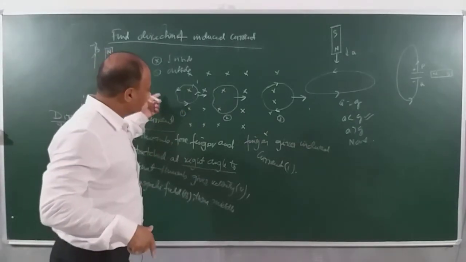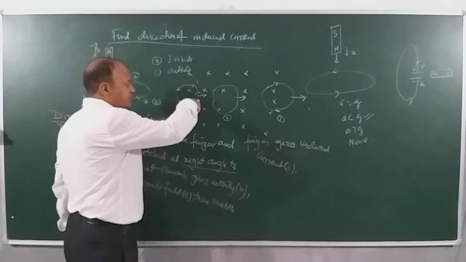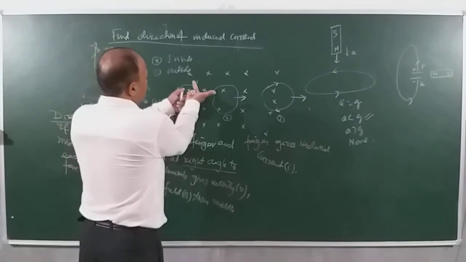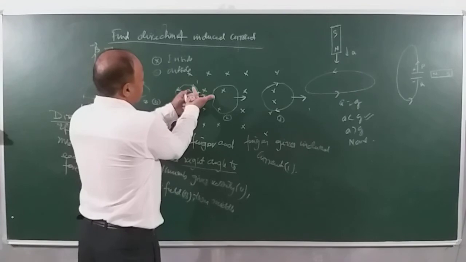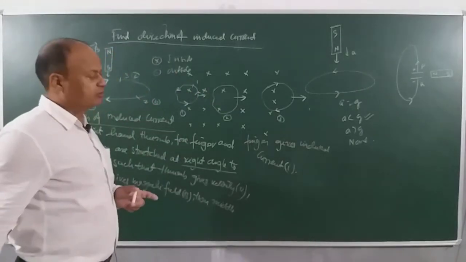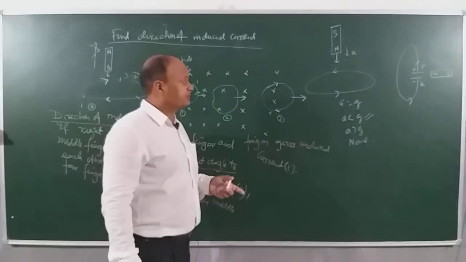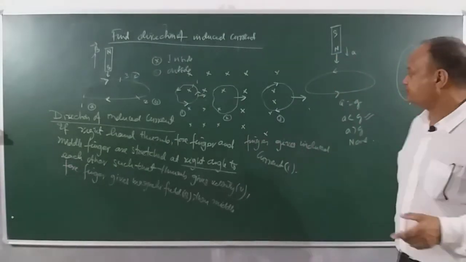In this case, the loop is going inside, the flux is increasing, with the field which is going inside, right? With the field, the velocity is like this. You can see the current is coming like this now. It is what? It's upwards. So obviously the current is anticlockwise. Here it will be clockwise because the flux is decreasing.